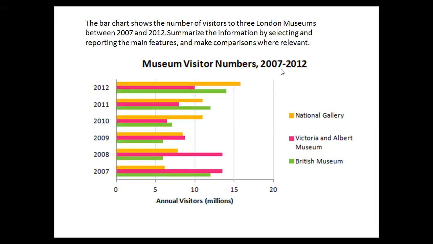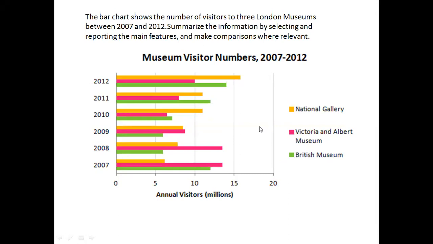Now moving towards the bar graph again. Bar graphs also come with a certain set of information and instructions, as you can see on your screen. The bar chart shows the number of visitors to three London museums between 2007 and 2012. Summarize the information by selecting this and this. These are, of course, the instructions. As you can see on your screen, the bar graph represents numbers, and on the x-axis this time around, the numbers are mentioned: annual visitors in millions, of course, right? So this is not representing proportion or percentage, rather this data chart is representing numbers.